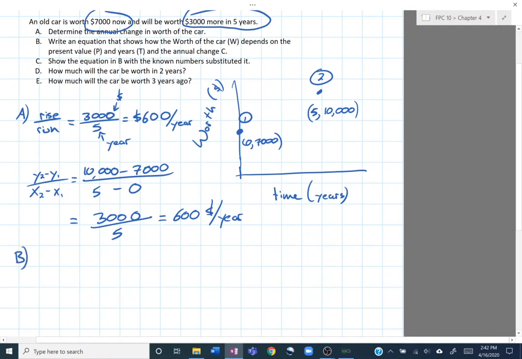B, write an equation that shows the worth of the car depends on the present value, the years, and the annual change. C, I tried to put brackets around that earlier, but I kept turning it into a copyright symbol, so I'll add those now. B, so the worth of the car is going to depend on how much it's worth now, time, and how much it changes. So how much it's worth now is going to be its present value. It's going to be very similar to the previous one, where I take the annual change and multiply it by the amount of time in years.